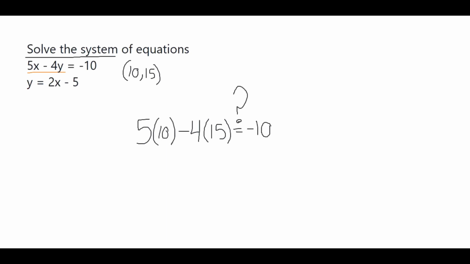So I just simplify. I have 5 times 10 is 50, and I have negative 4 times 15 is negative 60. And I have that is equal to negative 10. And if I solve the left side, I have 50 minus 60, which is equal to negative 10. So my solution set is correct because this equation is true. So the solution to the system of equations is 10, 15.